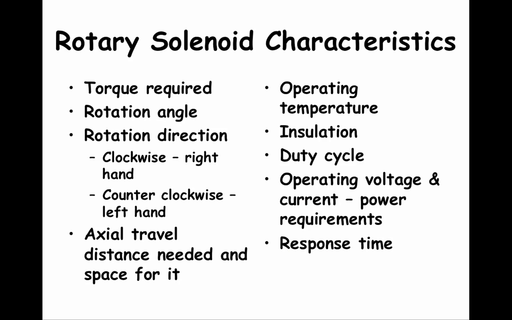Here is the list of rotary solenoid characteristics to consider when selecting one. With the linear solenoid, one of the characteristics was the force required. With rotary solenoids, it is torque. With rotary solenoids, the rotation angle required and the direction need to be specified. The rest of the characteristics are similar to those discussed with the linear solenoids.